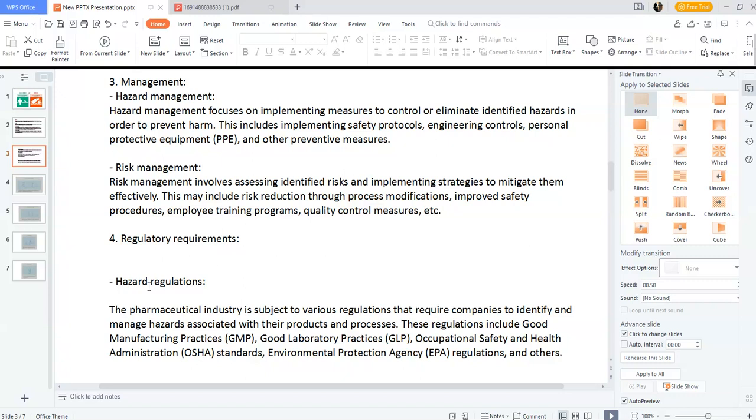Regulatory requirements. So, hazard regulation: the pharmaceutical industry is subject to various regulations that require companies to identify and manage hazards associated with their products and processes. These regulations include good manufacturing practices, good laboratory practice, occupational safety and health standards, Environmental Protection Agency regulations, and others.